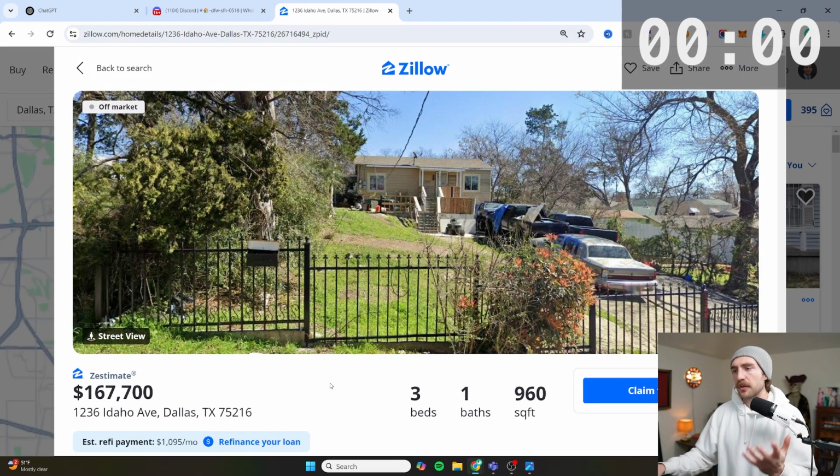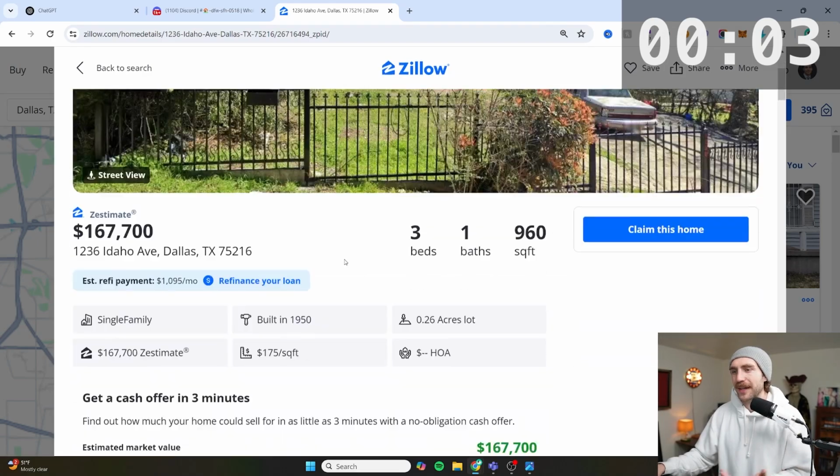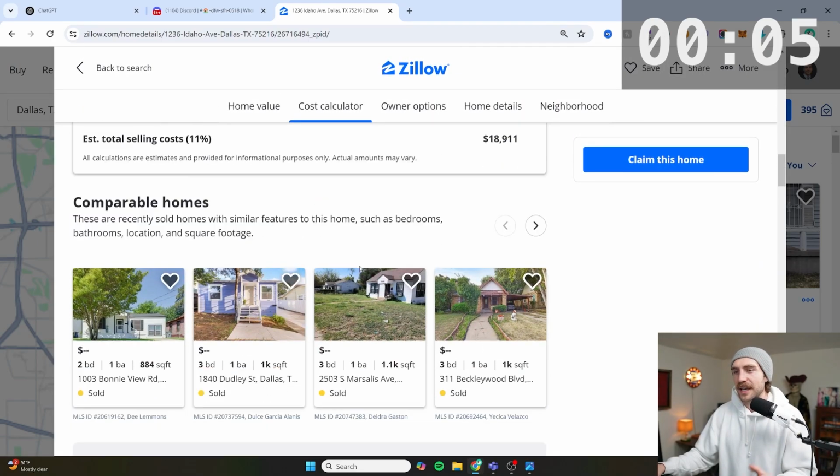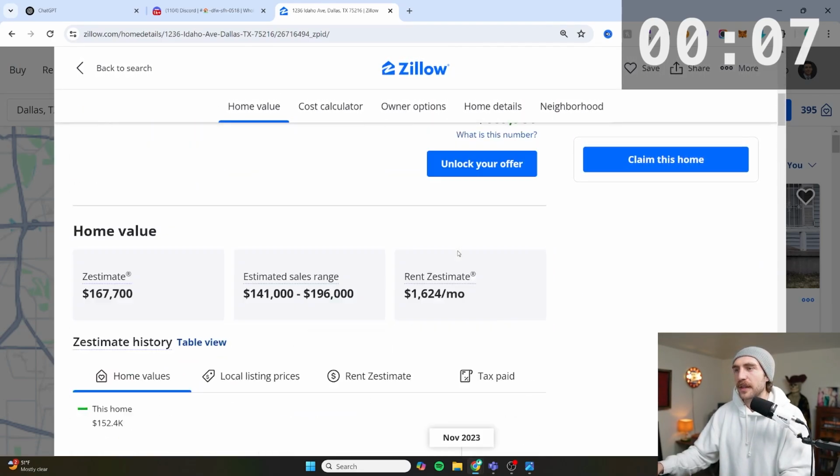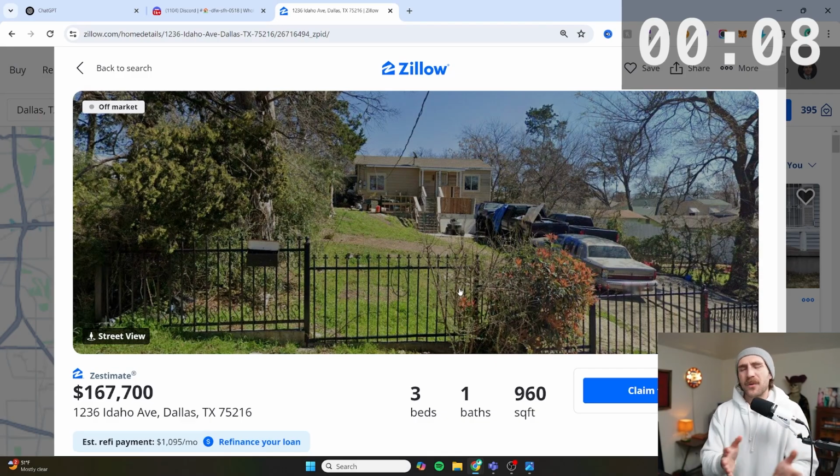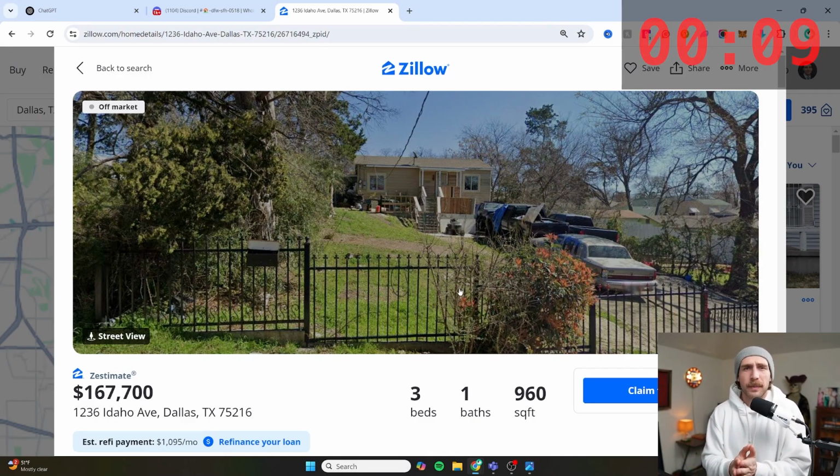Okay, this is a 3-bedroom, 1-bathroom, 960 square foot house. I don't have any other pictures, built in 1950, and it's in, where's this house? This is South Dallas. I'm gonna say $50,000 in repairs. Max, how did you do that?